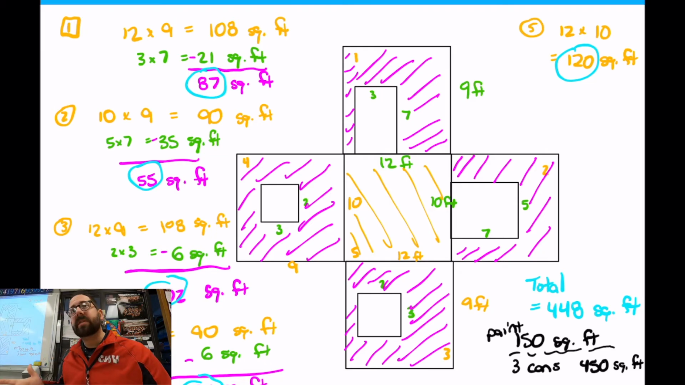Now, the cost of this stuff, say it's $30 a can, right? That's pretty expensive paint. So 3 cans at $30 a can, $90 to paint. Plus, that's not including the supplies, paint rollers, brushes, tape, whatever you need.